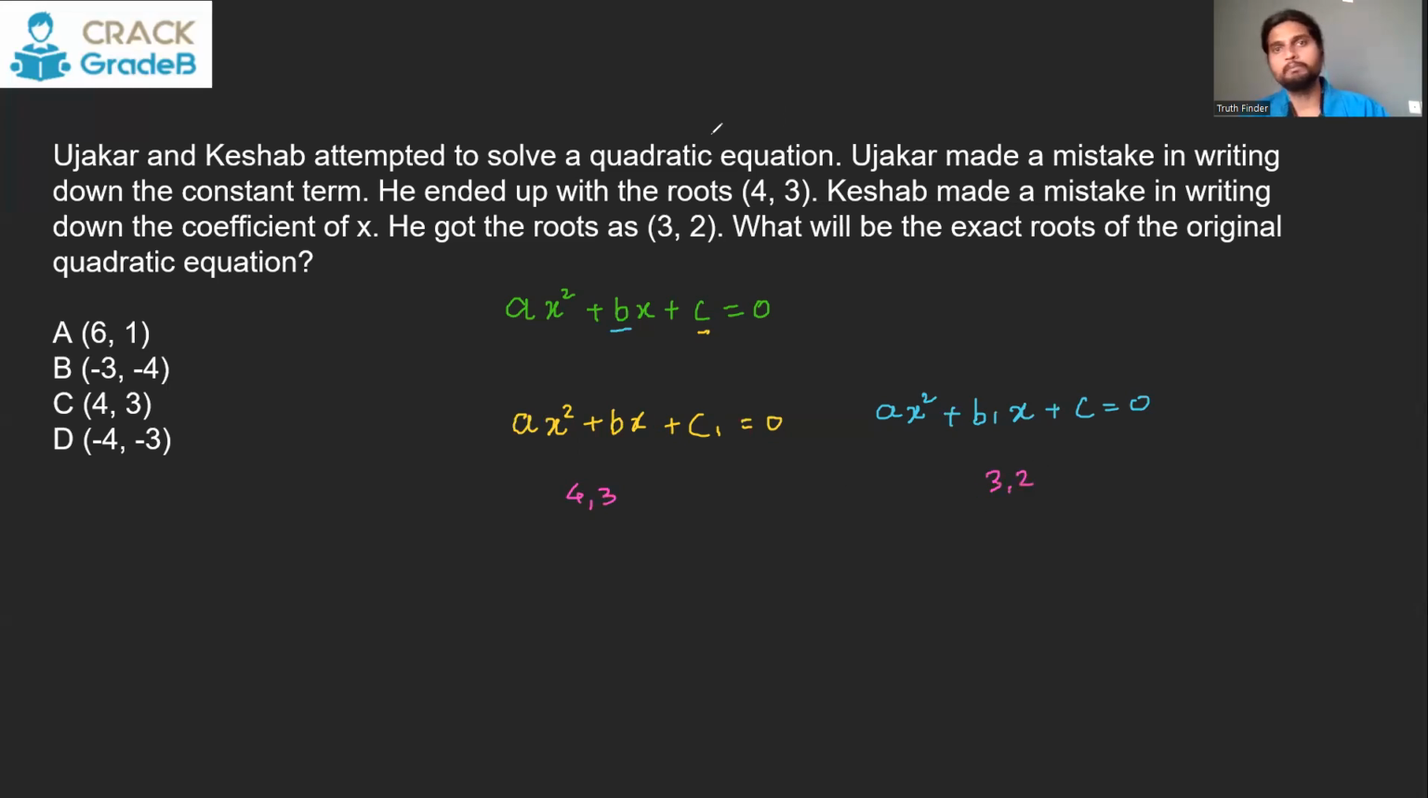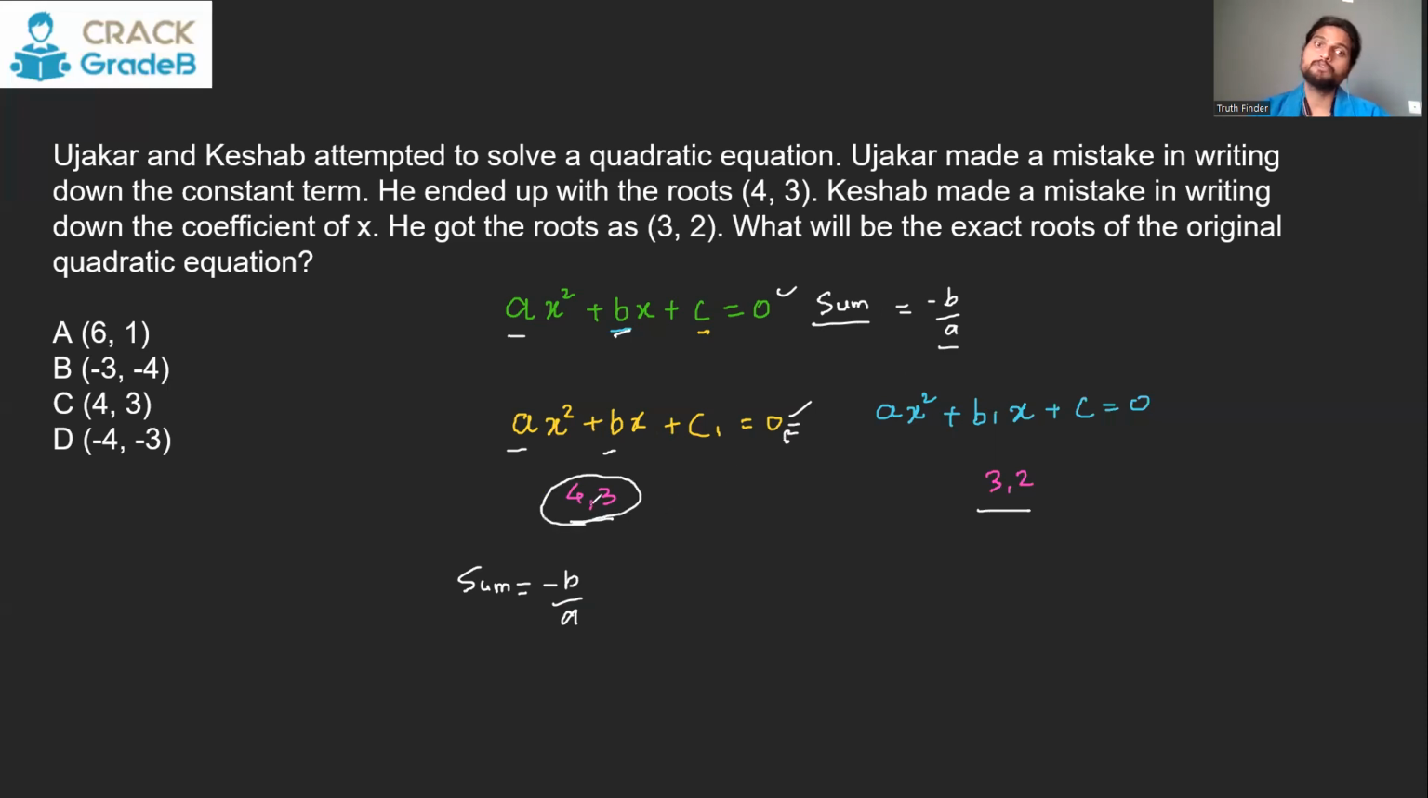Of course, both made mistakes. So both roots are wrong. But because in the actual equation and his equation, b and a are same, whatever the sum of roots of this equation will be is his sum, because here the sum will be minus b upon a. Here the sum will be minus b upon a, because b and a are same in both cases. So minus b upon a, both sides same. That means the sum of roots will be same. So his sum of roots is 7. So the actual sum of roots will also be 7.